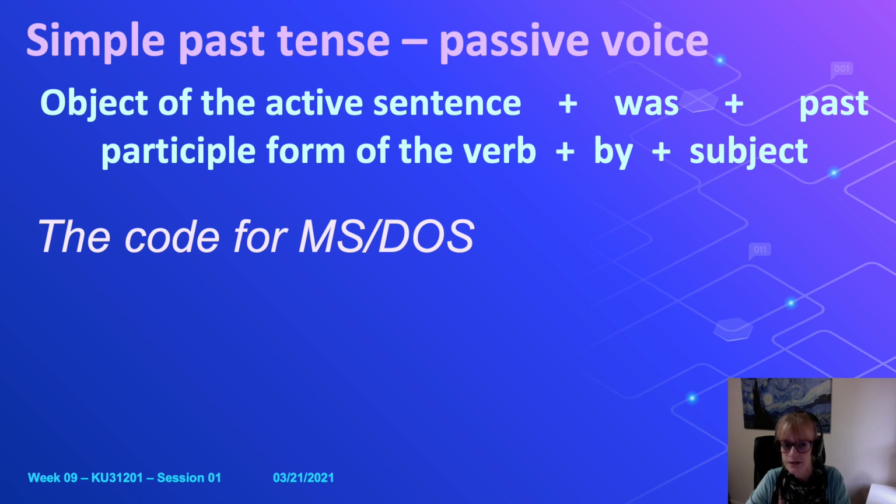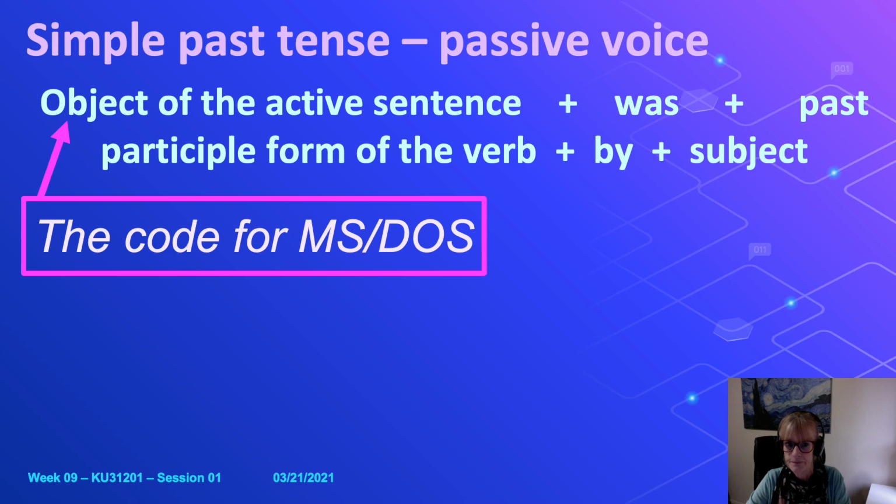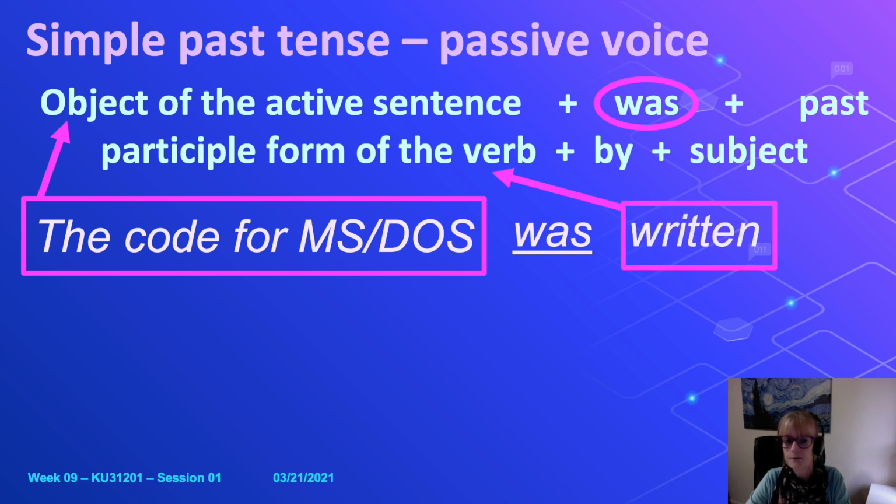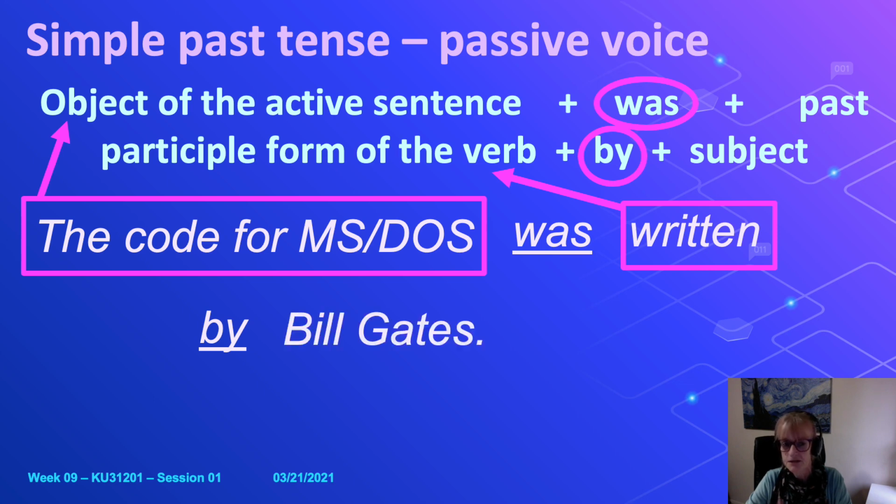The code for MS-DOS, that's our object. Then we need was, which is the same as there. And then our past participle form of the verb is written. So we wouldn't write the code for MS-DOS was wrote, because it doesn't sound right. We don't say was wrote, we say was written. So written is the past participle form of the verb. And then by, just like in our formula, and then our subject, who of course is still Bill Gates. So he's been our subject in both the sentences that we've done.